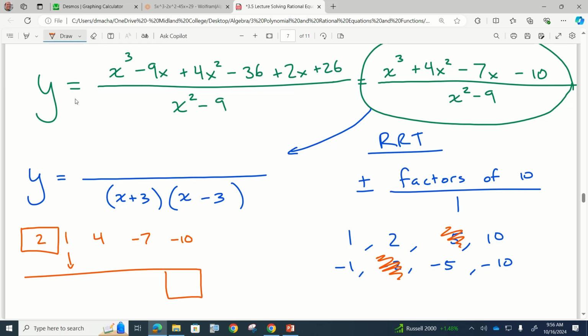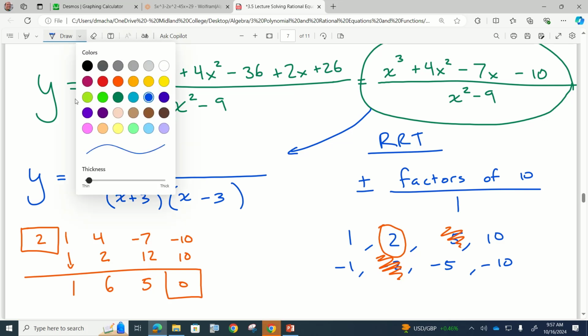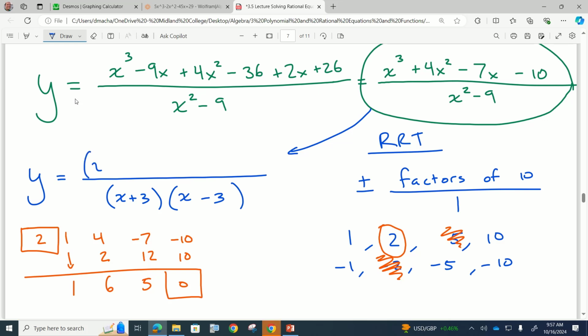That's how we know we found a root. I try positive 2? Okay. Bring down the 1. 1 times 2 is 2, plus 4 is 6, times 2 is 12, plus negative 7 is 5, times 2 is 10, and that does it. So we know 2 is a root of the numerator. And that means I can go ahead and rewrite my numerator as x minus 2 times, what goes in here? Do you remember? x squared plus 6x plus 5. Perfect. So you get the coefficients of your quotient just by looking at these numbers.